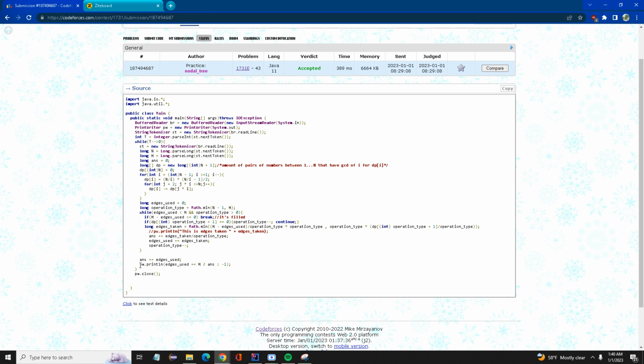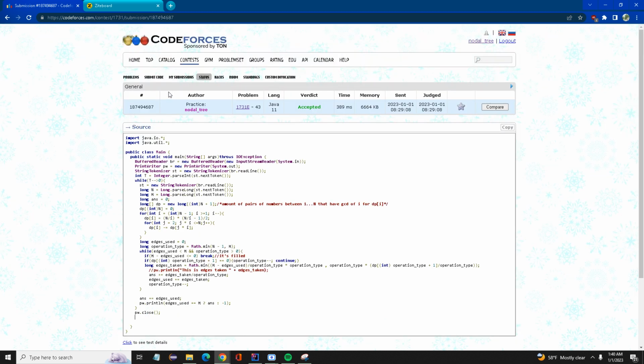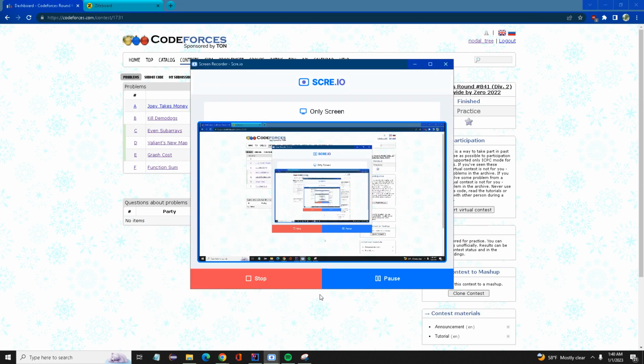I recommend you just code your own, because this is my own code. But yeah, then you print out the edges used, and if the edges is m, then you can print out the answer. If it's not, then you can't. But yeah.